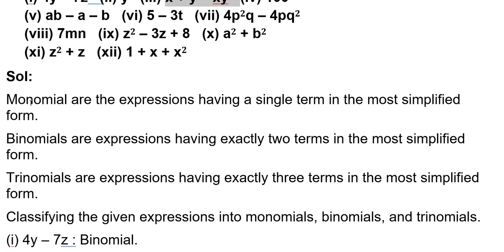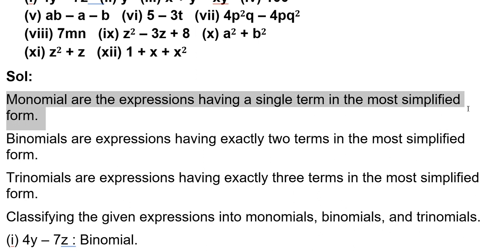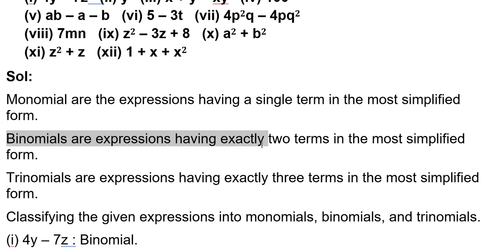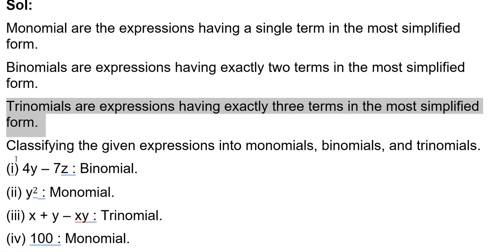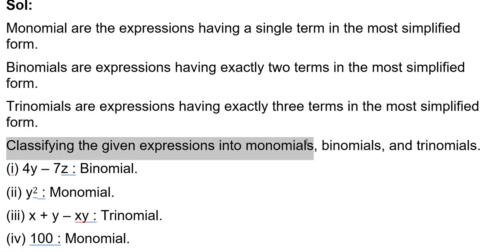Solution. Monomials are expressions having a single term in the most simplified form. Binomials are expressions having exactly two terms in the most simplified form. Trinomials are expressions having exactly three terms in the most simplified form. Classifying the given expressions into monomials, binomials and trinomials.